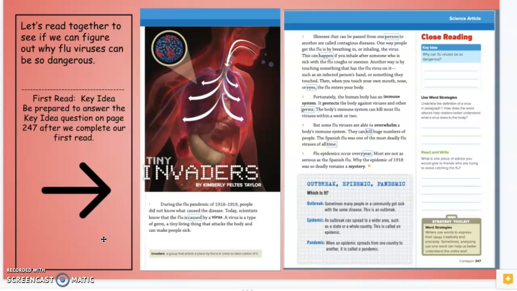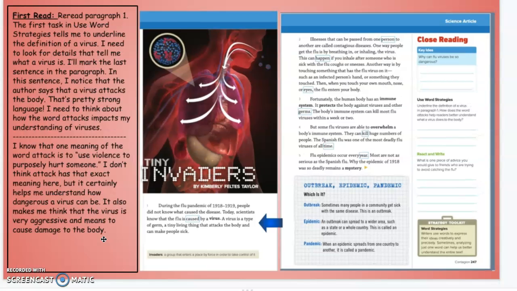An outbreak can spread to a wider area, such as a state or a whole country. This is called an epidemic. Or is it a pandemic? When an epidemic spreads from one country to another, it is called a pandemic. So I want you to think, which one are we in right now based on the definitions of each? All right, so you're going to go ahead and complete the key idea question, and we will go to the next slide.